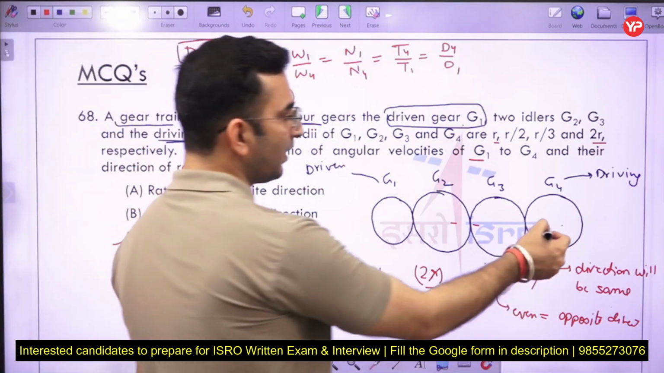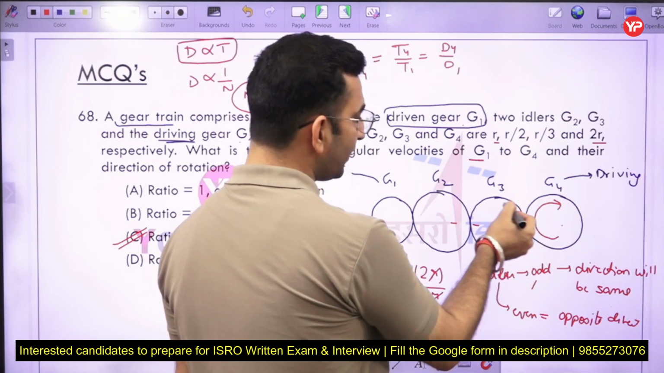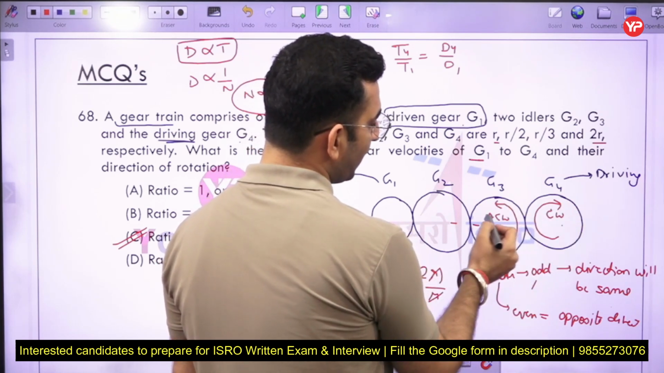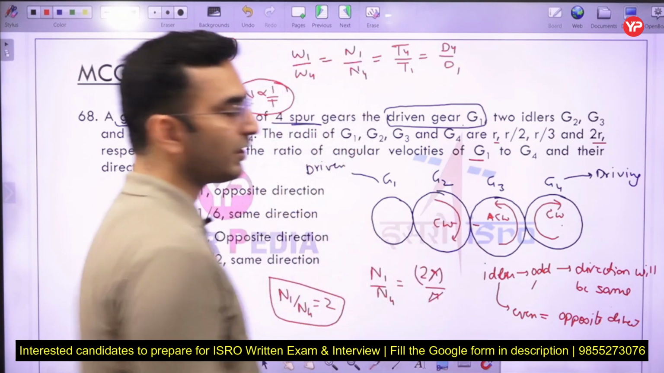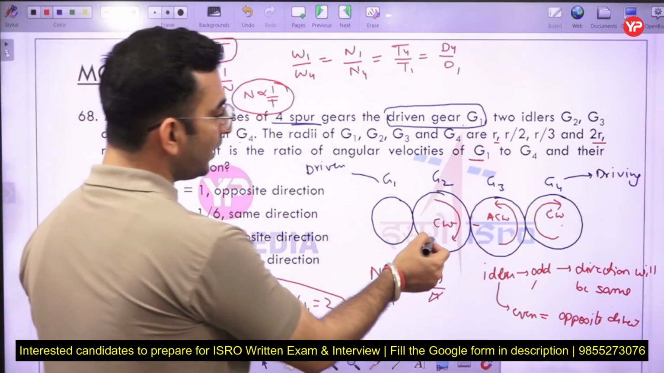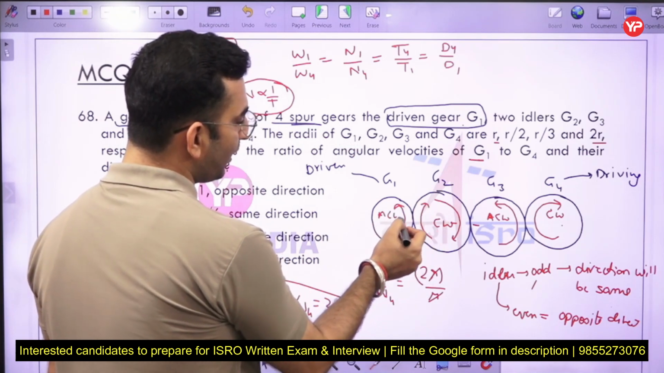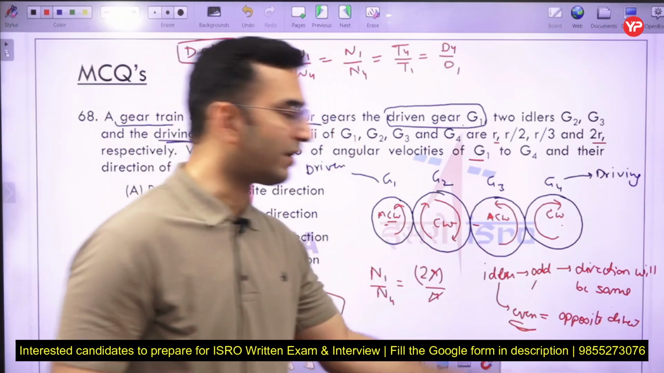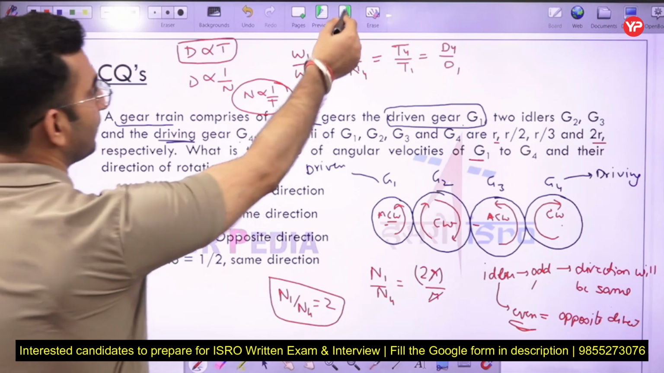Here you can see if gear number 4 is rotating in the clockwise direction, gear number 3 has to rotate in the anti-clockwise direction, correspondingly gear number 2 will rotate in the clockwise direction, and similarly gear number 1 will rotate in the anti-clockwise direction. So directions are going to be opposite if an even number of idler gears are there. So option C will be the correct one.